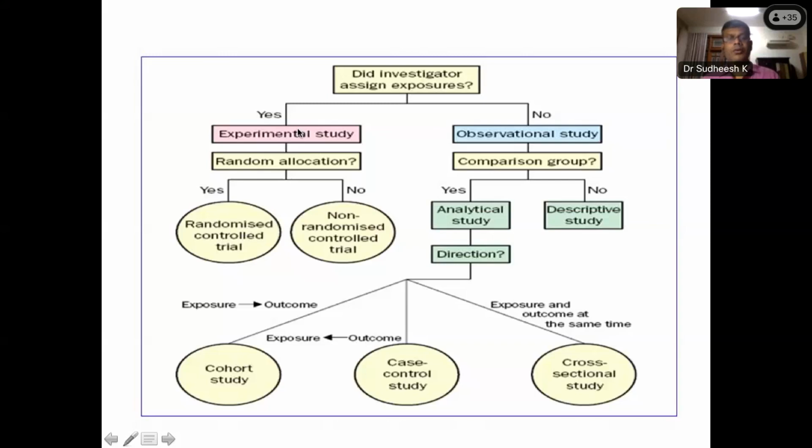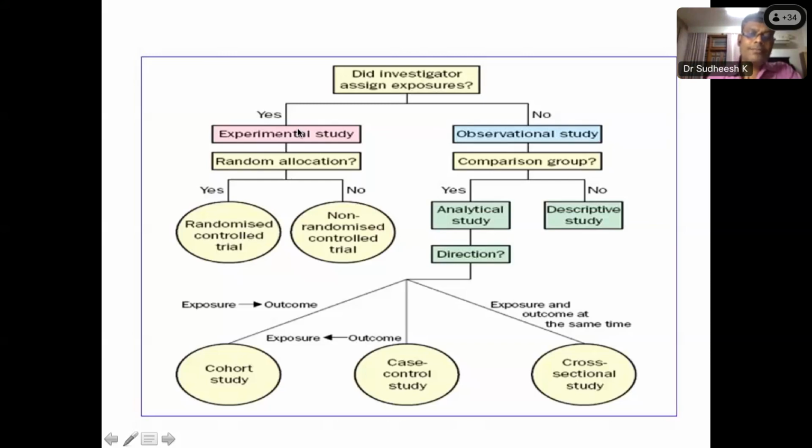Now, coming to the observation part. In the observational study, are you observing only one set of patients or are you trying to observe two sets of patients and compare between them? Then that becomes the comparison group. If you are doing a comparison, it becomes an analytical study. If you are not comparing, you are just observing and reporting the outcomes, then it becomes a descriptive study.